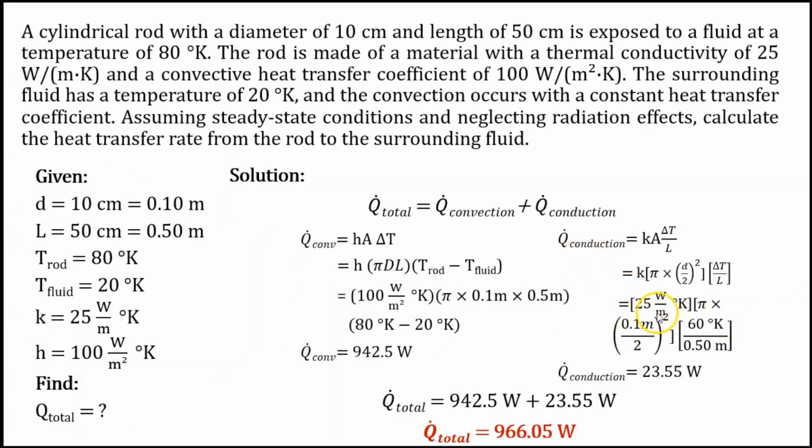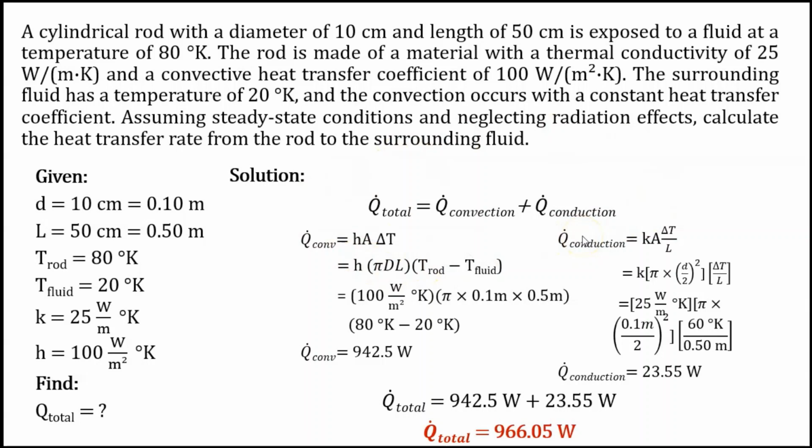So we will have 25 watts per meter Kelvin multiplied by pi times 0.1 meter over 2 raised to 2 multiplied by the change in temperature, which is equal to 60 degrees Kelvin over the length 0.50 meter. So plugging these values in the calculator, we will have the rate of heat transfer through conduction, which is equal to 23.55 watts.